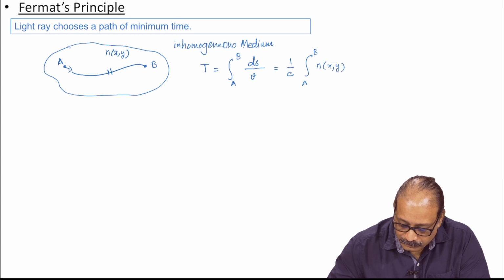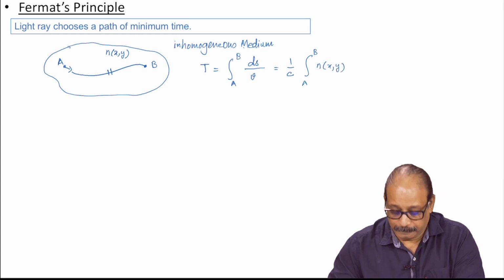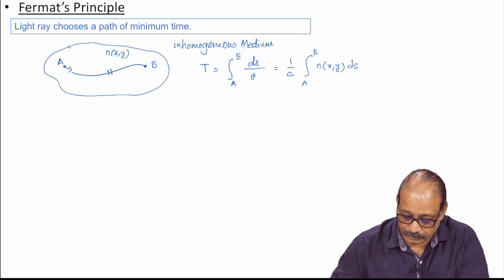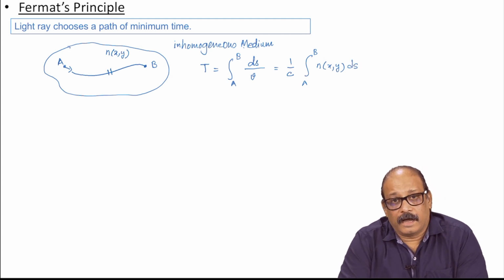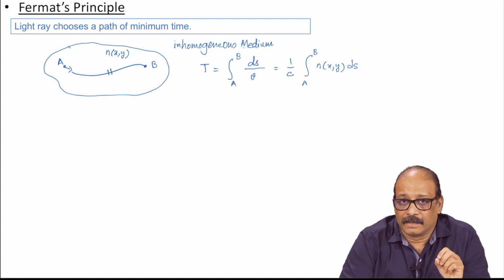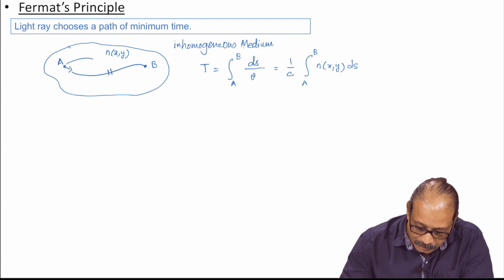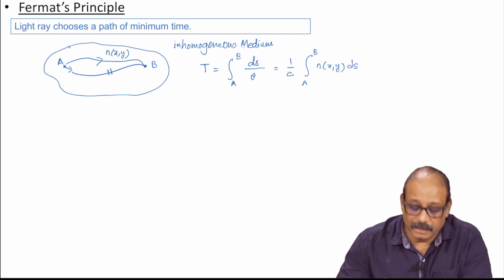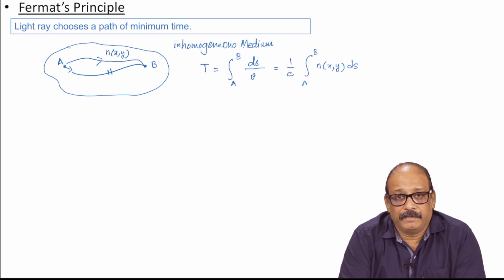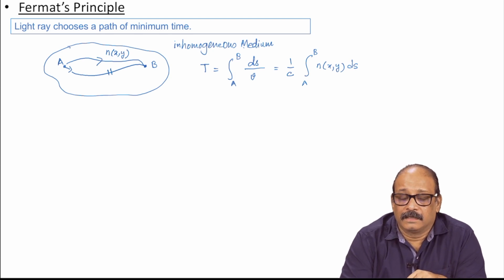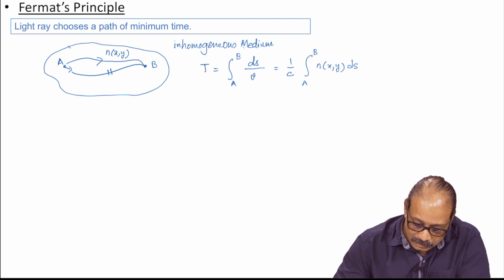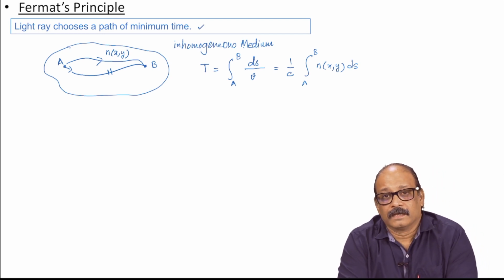Of course, remember this is a function of the point ds. Okay. And what Fermat's principle says is that of all paths that connect point A and point B, there could be infinitely many paths which would connect A and B, only that path will be taken by the light for which the time taken is minimum. Okay. So, this is what Fermat's principle says.